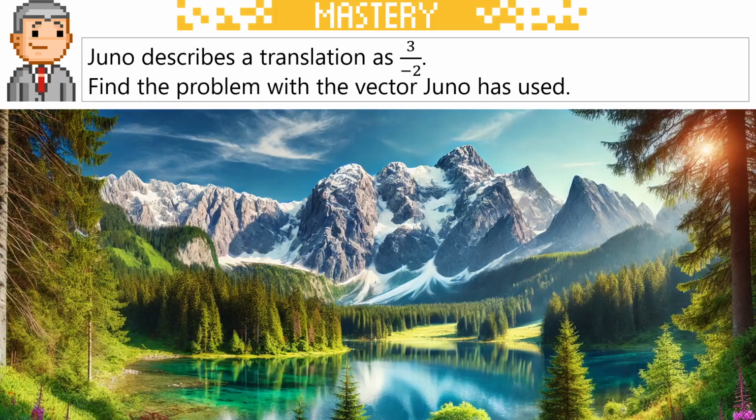And let's finish with this. Juno describes a translation as 3 over minus 2. Find the problem with the vector Juno has used.